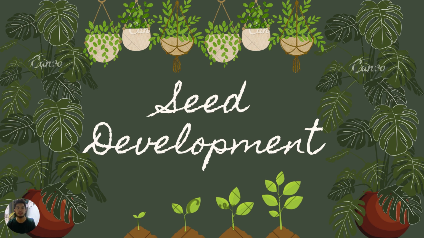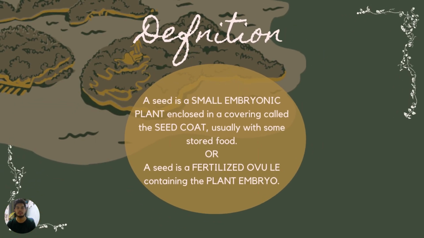But first, let me show the definition of seed. A seed is a small embryonic plant enclosed in a covering called the seed coat, usually with some stored food, or a seed is a fertilized ovule containing the plant embryo.